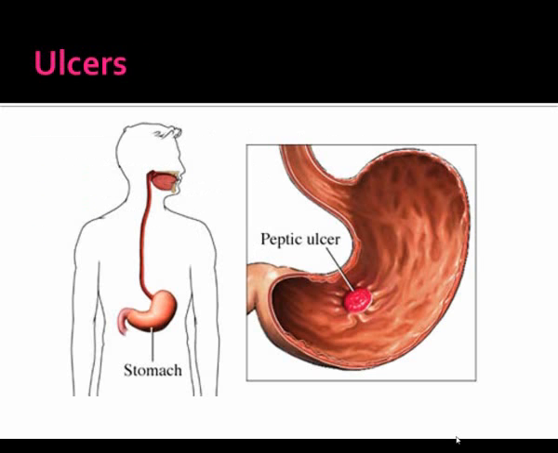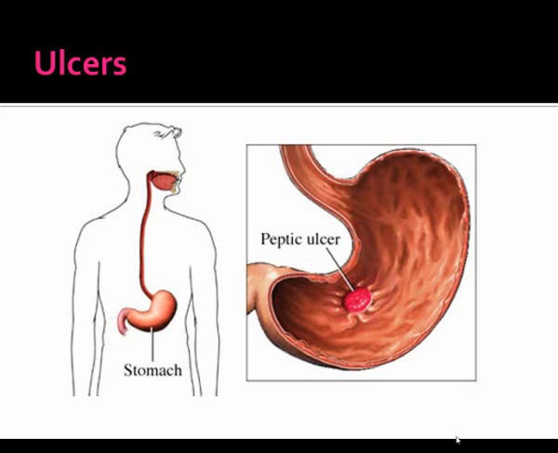So we were talking about the stomach in our last video, and here we have what we call a peptic ulcer. You can see that this is in the stomach. Now ulcers are not only found in the stomach. They can be found in your esophagus, and in your small or large intestinal tract.